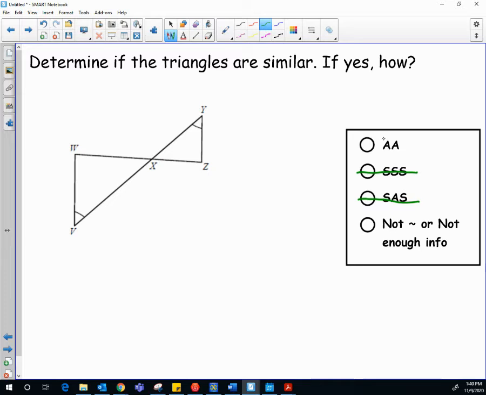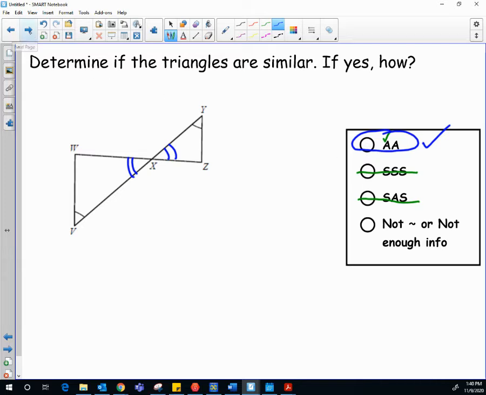I know I have 1 set of congruent angles because they gave me that. Could I find another? In this case, I can, because you always know those vertical angles are congruent to each other, so you can go ahead and mark them. They might not always tell you, but you can go ahead and mark them. So now if I look at my picture, for each one, I have 2 sets of congruent angles. So these are similar by angle-angle.